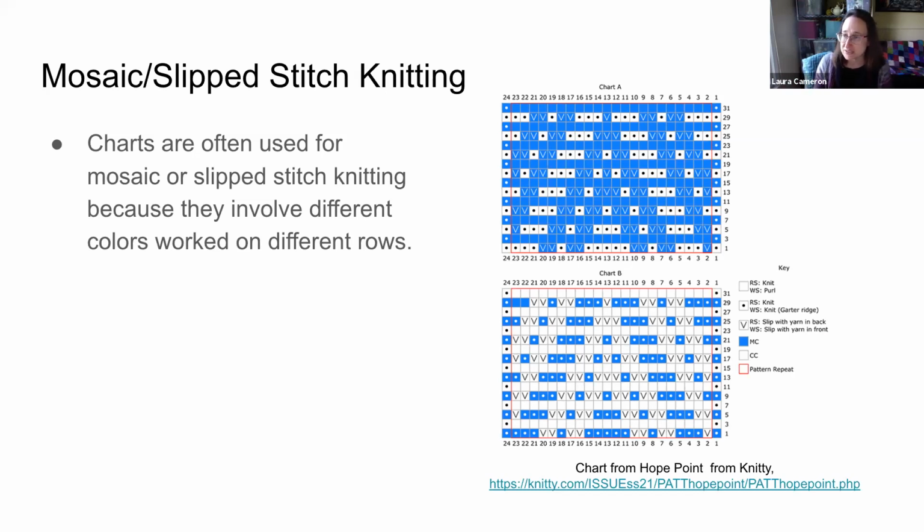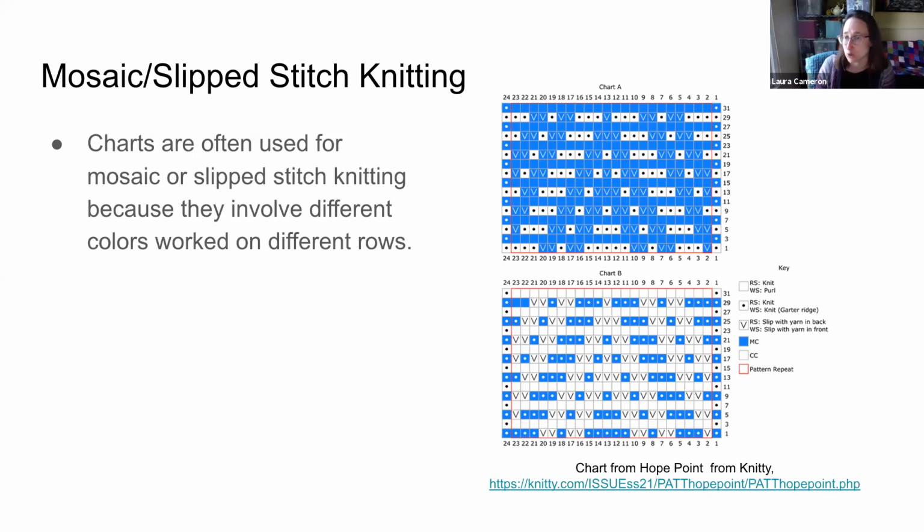But when you're knitting mosaic knitting, which is slip stitch knitting, you are working 1 color at a time per row, and then you are usually slipping the other stitches. So you can see, for instance, in the top chart, row 1, you're slipping all the blue stitches, which means you're working in white. And you can see how the pattern is going to line up, what mosaic pattern your slip stitches are going to make, because you can see the different colors in the chart.